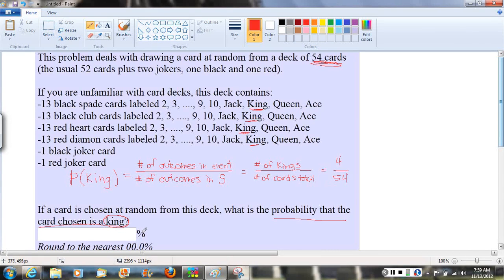Notice they're asking for it as a percent, so I want to go ahead and do this division on my calculator. I'm going to go 4 divided by 54, which gives me the decimal number 0.07407, so we could round to 0.0741. And then I notice they ask for the probability as a percent, so I need to multiply by 100, and it turns into 7.41, but they only want 1 decimal digit, so I'm going to input it as 7.4%. So this could be helpful if you're playing cards to know that the probability of drawing a king is about 7.4%.